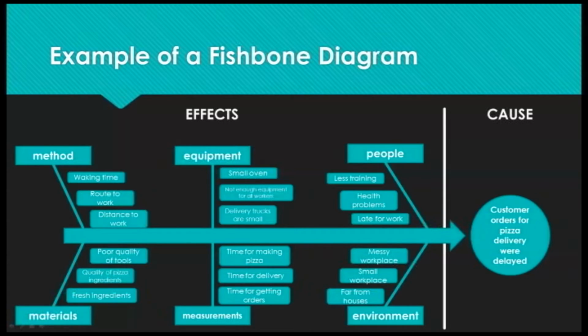Here we have an example of a fishbone diagram for customer orders for pizza delivery that were delayed. So here, the person went through their method, equipment, people, materials, measurements, and environment, and then they dug down deeper into those and found sub-causes for each of those categories. So each of these ultimately alters the effect, either good or bad, and so from this, hopefully, the employees will be able to find something in this list that will help them not have any more delays with their pizza delivery.